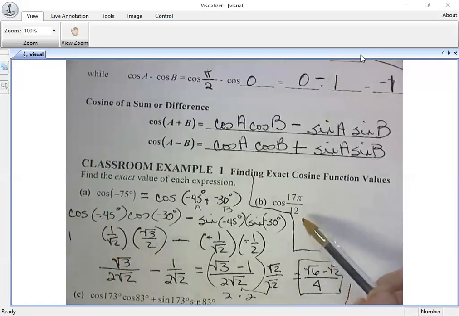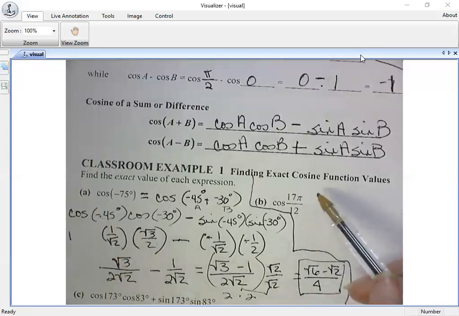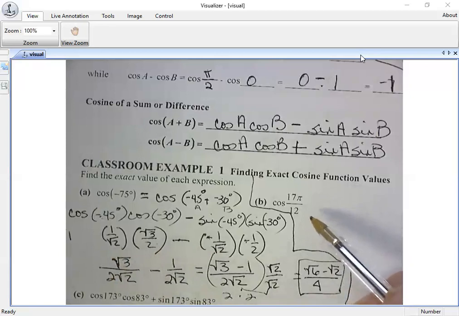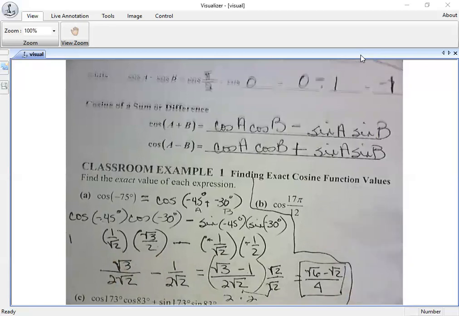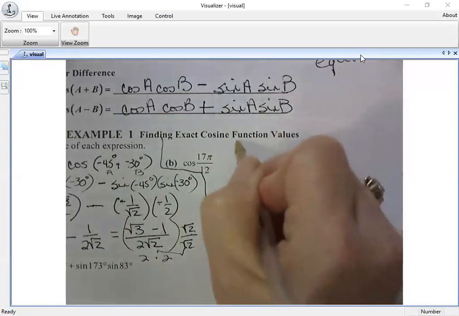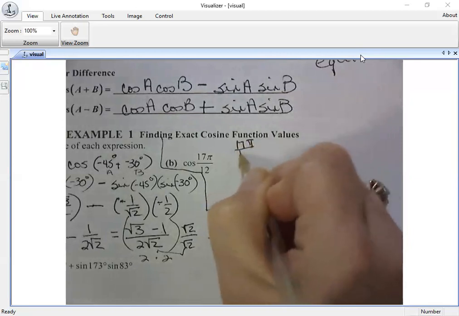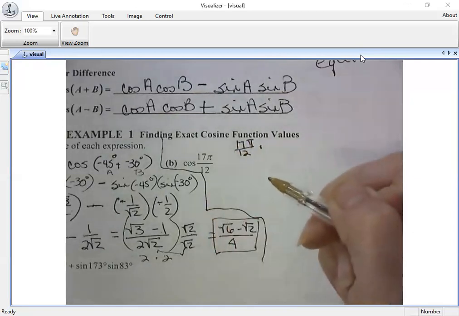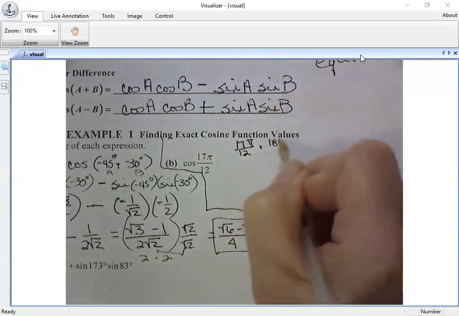Okay, now the cosine of 17 pi over 12. What's problem number 1 you might feel like you have on this? Could you change it to degrees? Okay, Elizabeth has a question. Would this be easier if we change it to degrees? For most of us, I think the answer is probably yes. So why don't we do that? What would we have to multiply 17 pi over 12 by to get it into degrees? What's our conversion? Good, 180 over pi.